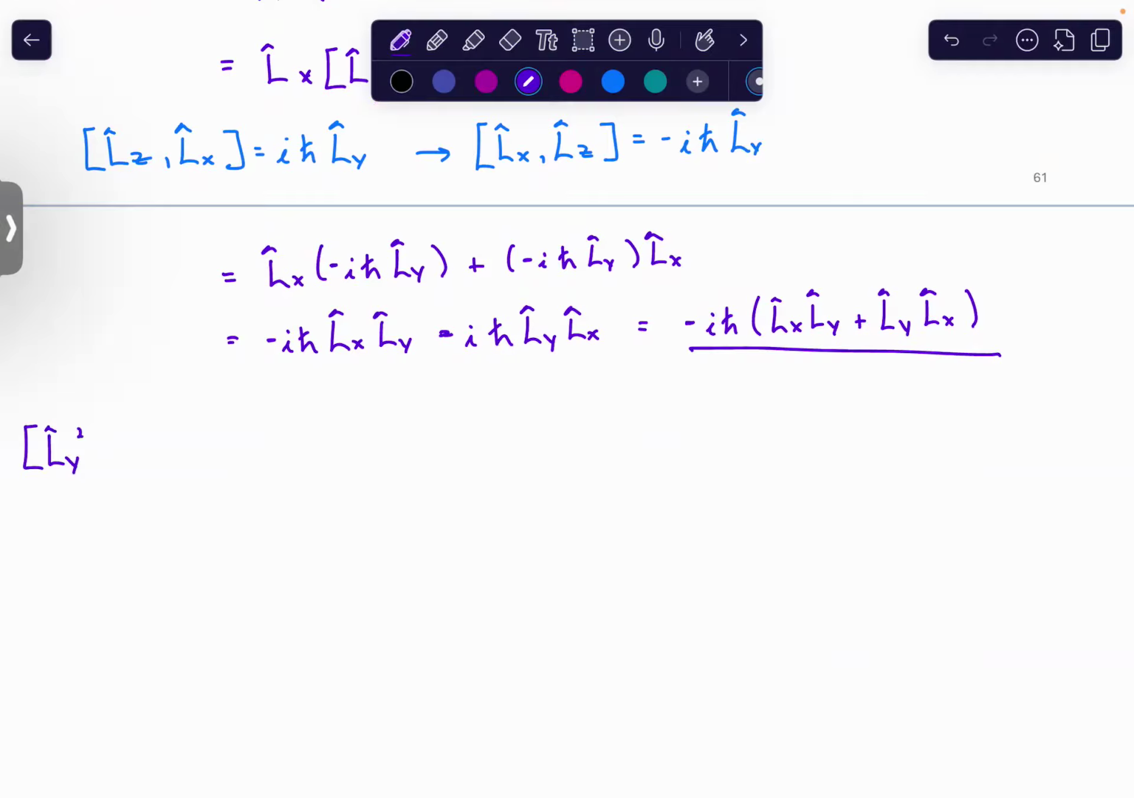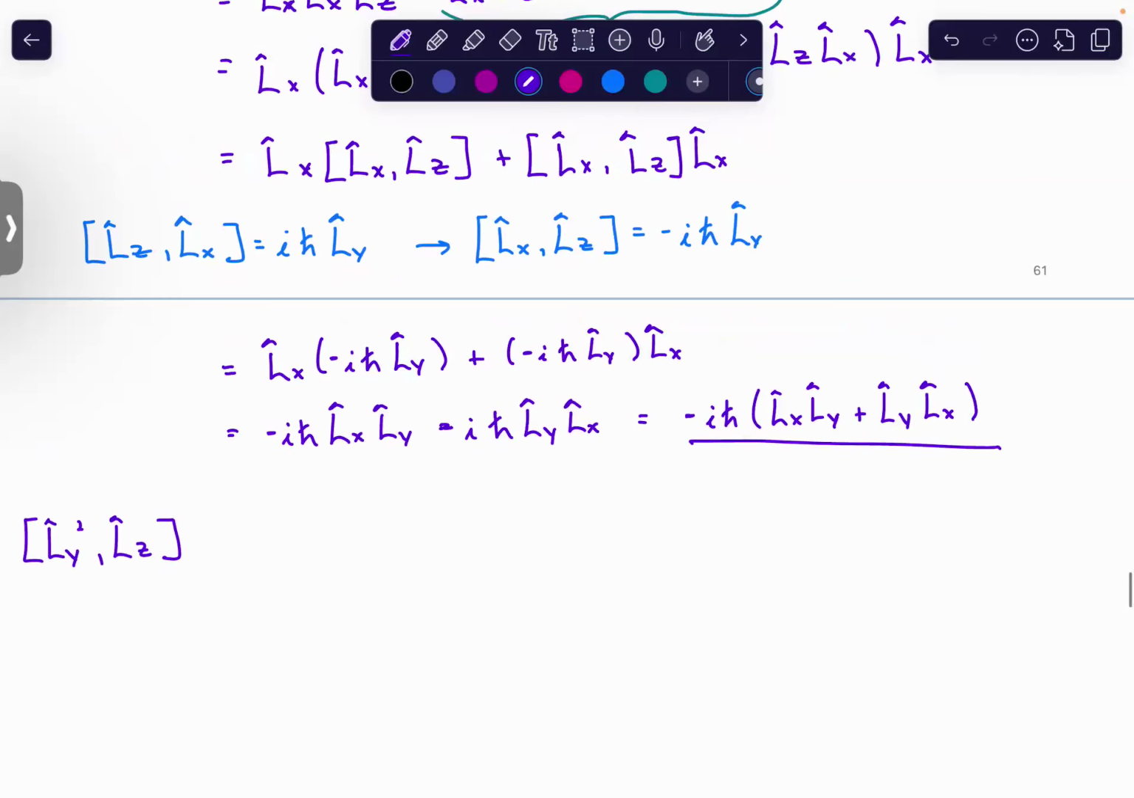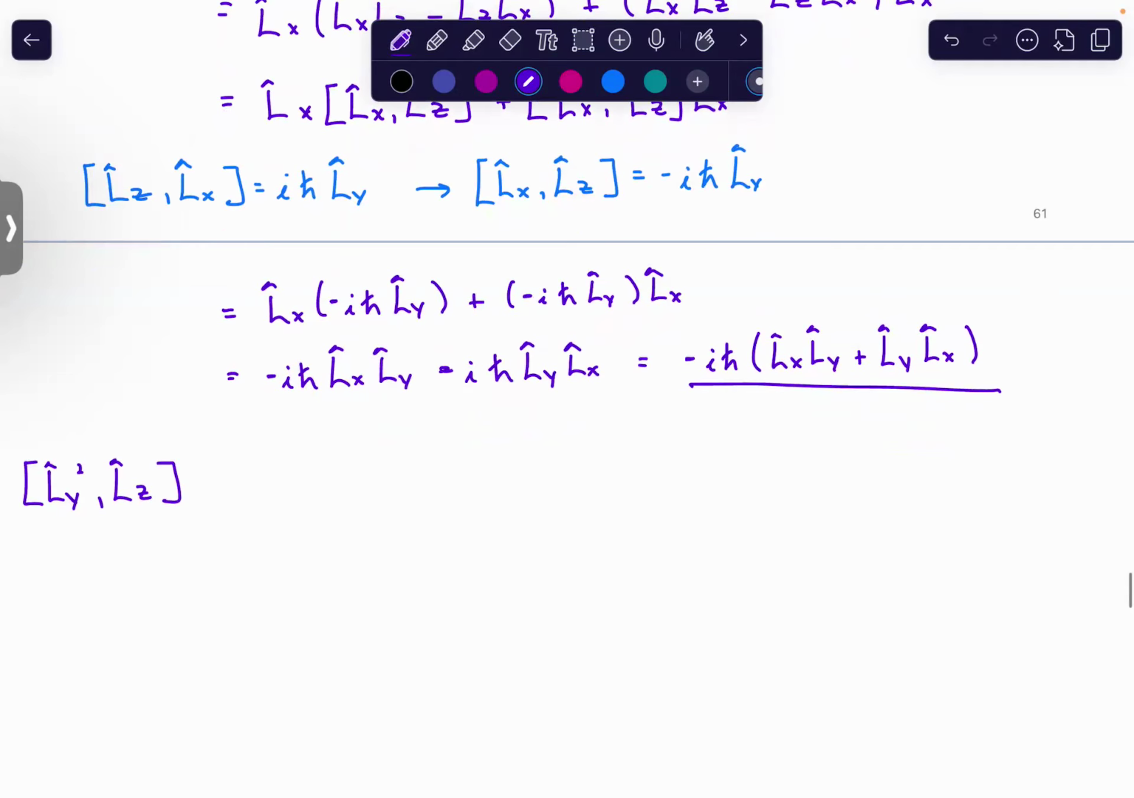Now, Ly squared Lz. I want to do this also because, like you saw, we did Lz Lx and we got Lx Ly. So now we're doing Ly Lz. We're still going to get Lx Ly. It's just not intuitive.